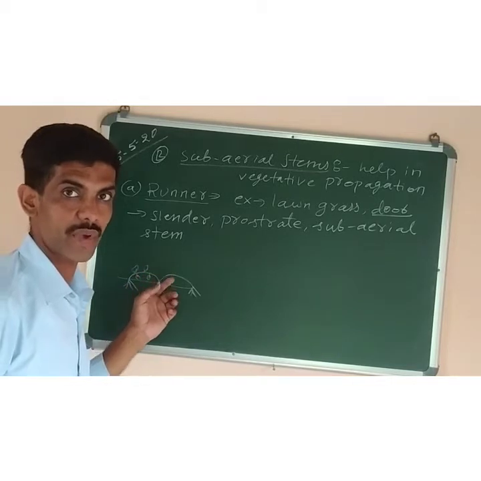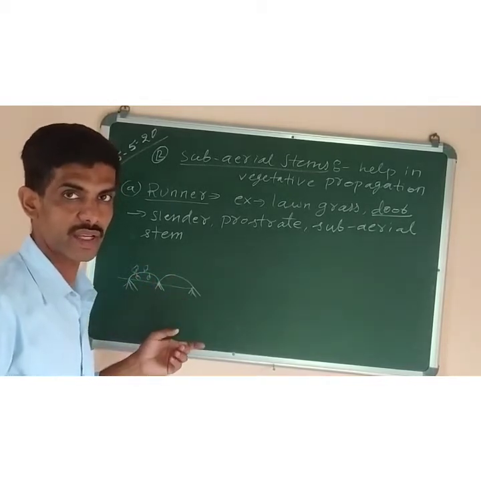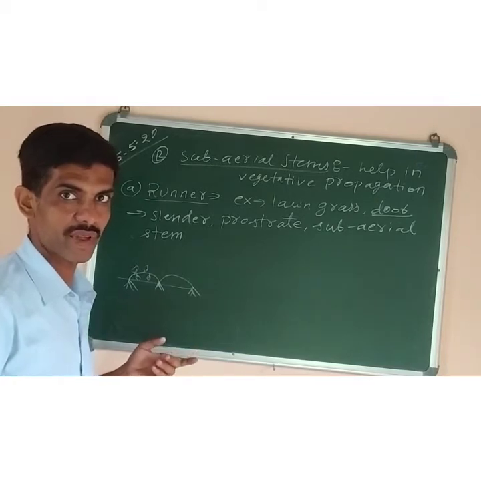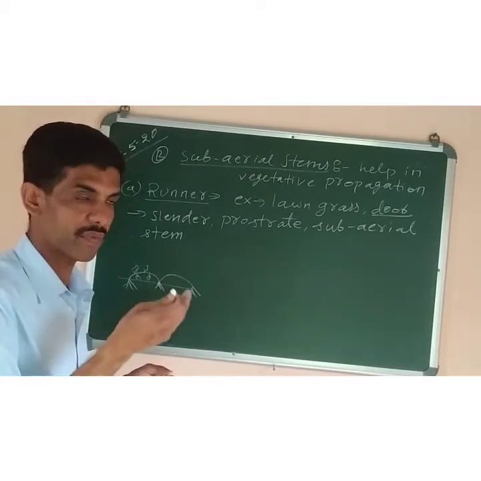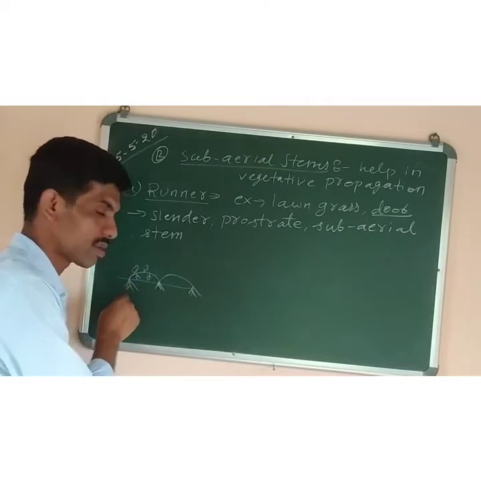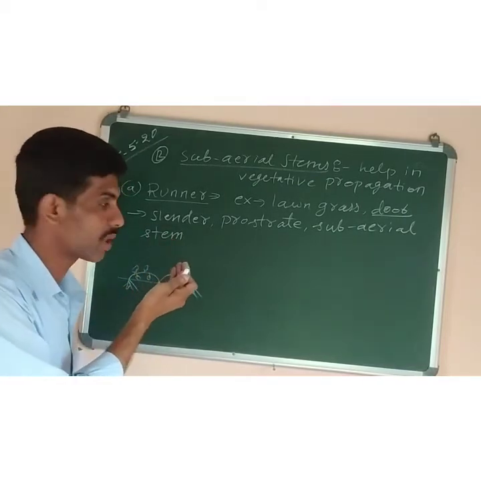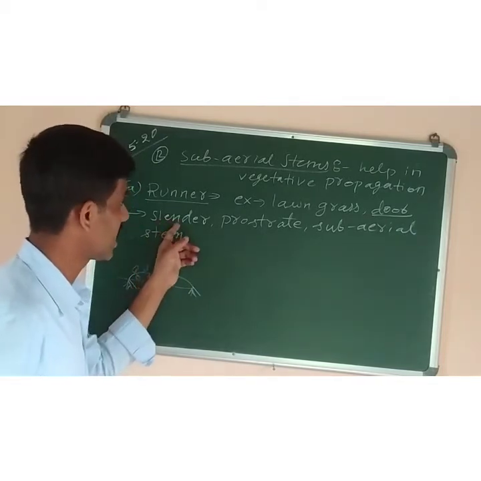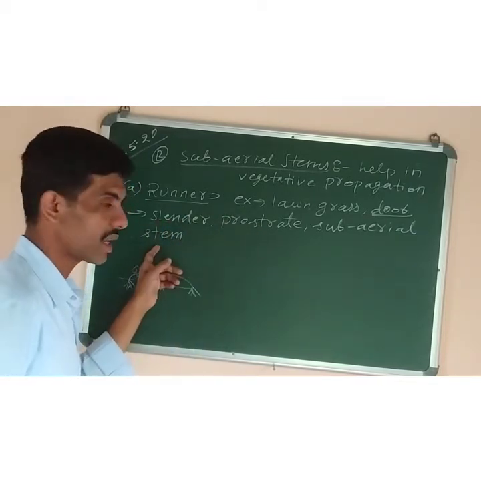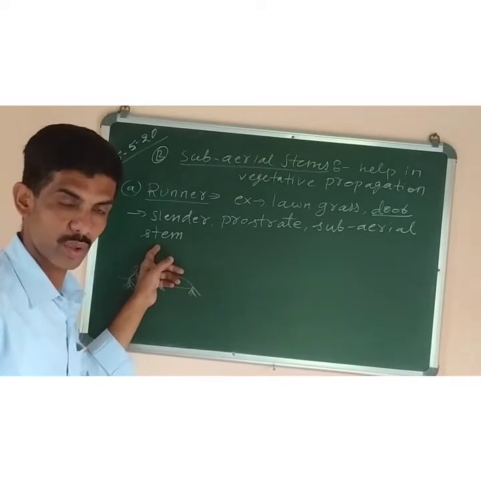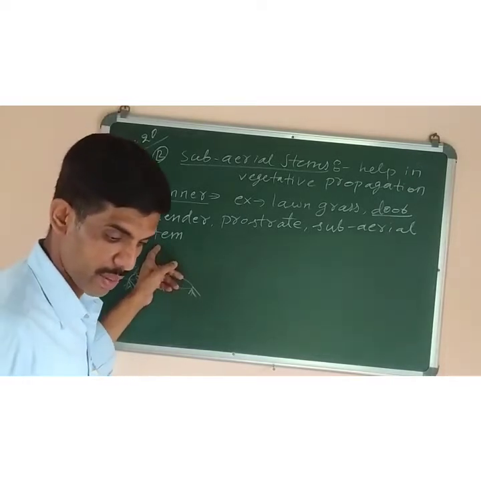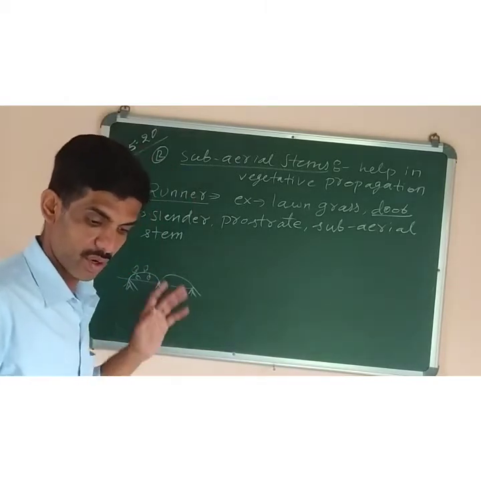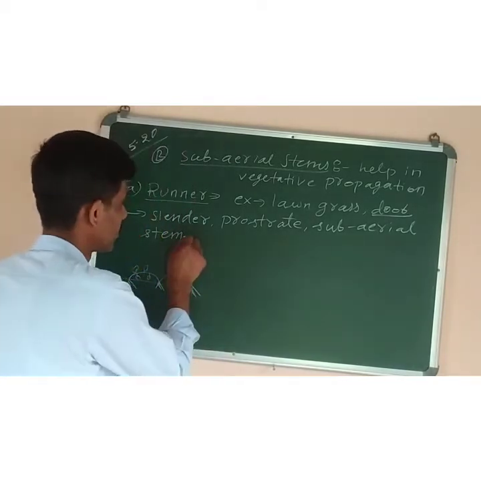That's why it is called subaerial, not fully in the air. Generally the stem part of the plant is found above the ground only, but here some part is inside the soil also, and the remaining part is above the soil. That's why it is called subaerial stem. Okay, so it is a slender, prostrate, subaerial stem that grows horizontally on the ground, on the surface of the soil.